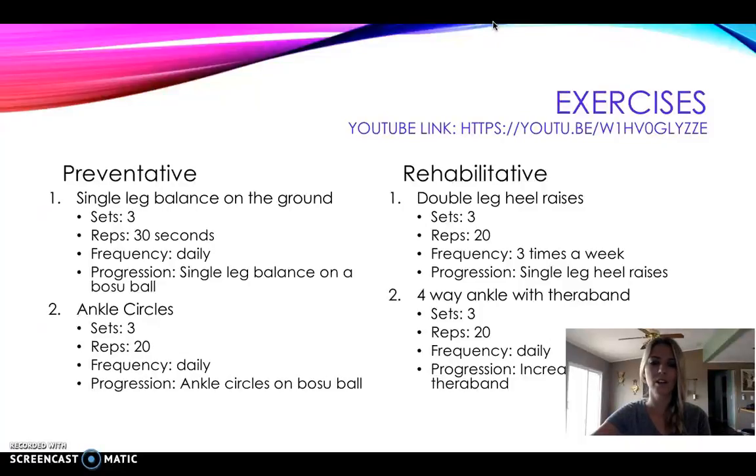A rehabilitative exercise would be the double leg heel raises. The double leg heel raises involve calf work as well as ankle work. The last one is 4-way ankle with a TheraBand. To do this 4-way ankle, you hold resistance opposite the direction that you want the ankle to go, and you'll want to do dorsiflexion, plantar flexion, inversion, and eversion, all to help get that range of motion back.